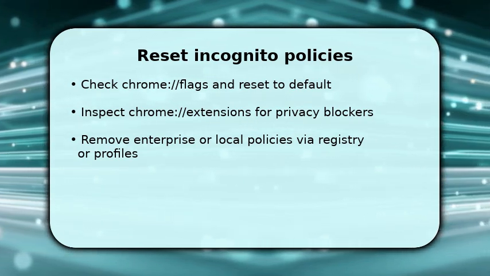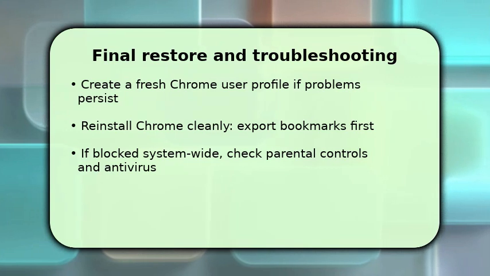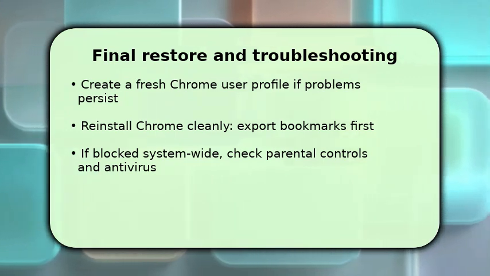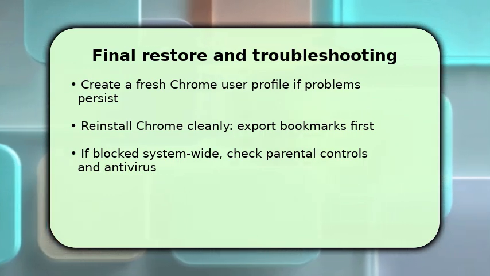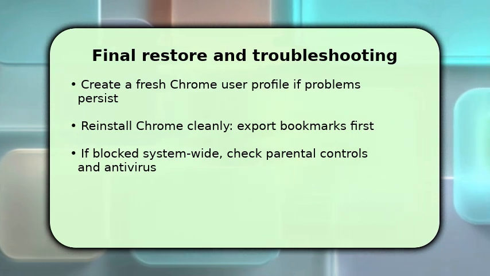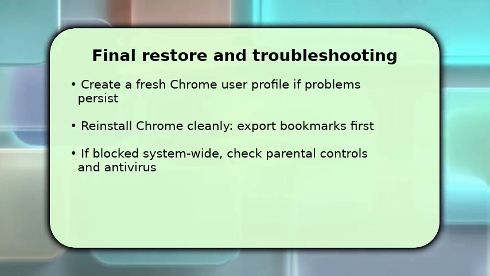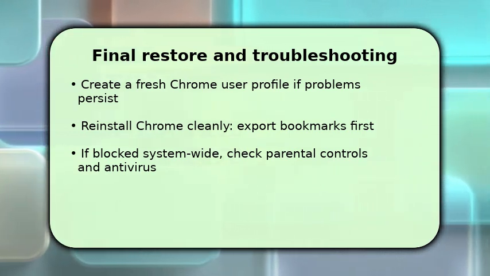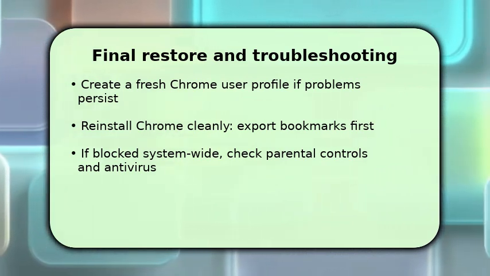If policies and extensions are cleared but Incognito remains disabled, create a new Chrome profile and test. Profile corruption can block features. When needed, export bookmarks, fully uninstall Chrome and delete user data folders, then reinstall the latest version. If Incognito is still blocked, check system parental controls, mobile device management, or antivirus/security suites that enforce browsing restrictions.